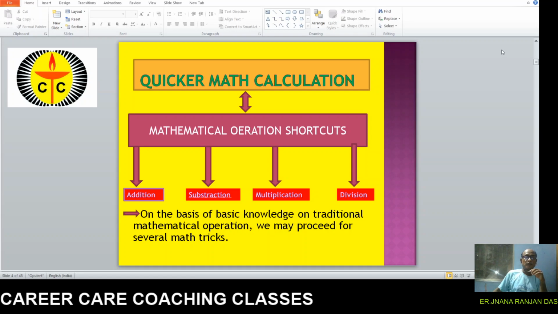So for that, we have to separately learn some tricks of some important mathematical operations such as addition, multiplication, and division.